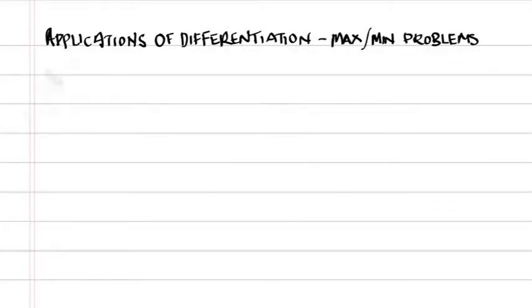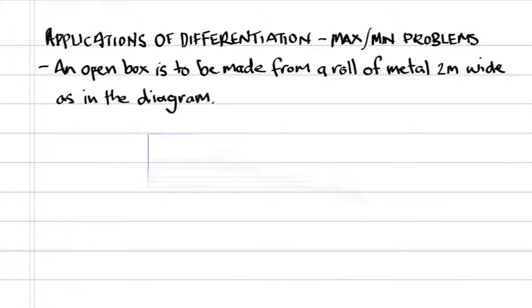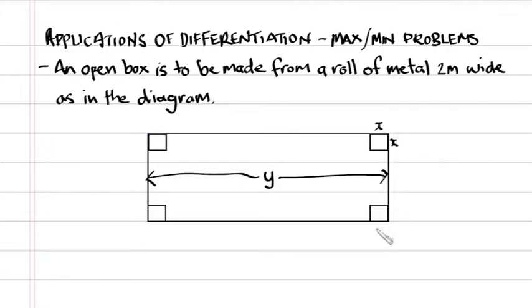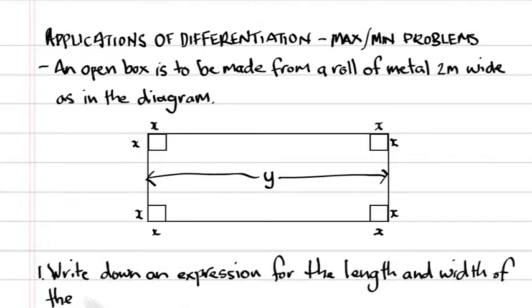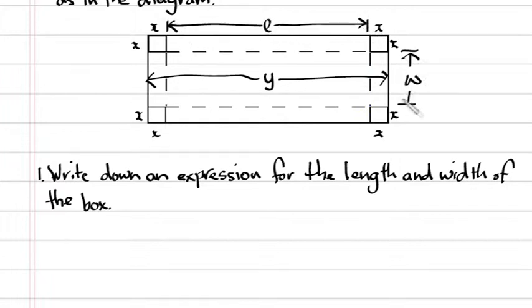In this video, I'm going to look at one of the applications of differentiation, and that is the use of differentiation in maximum-minimum type problems. In this problem, an open box is to be made from a roll of metal 2 meters wide, as in the diagram. And the first part of the question asks us to write down an expression for the length and width of the box. When folded up, the length and width of the box will be the dimensions marked L and W on the diagram.